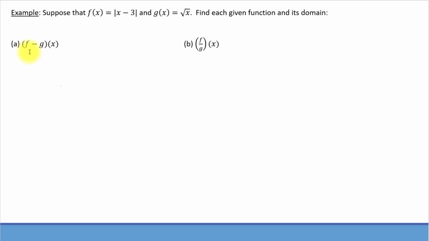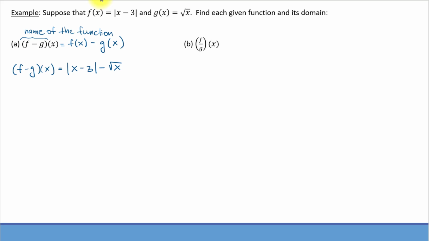First, we need to find function f minus g of x. In this case, f minus g is the name of the new function. Well, to obtain such function, we simply have to take function f of x and subtract function g of x. So function f minus g of x equals absolute value of x minus 3, that's our function f of x, minus square root of x, that's function g of x. So you literally write each function with the minus sign in between them and simplify the expression if possible. In this case, we're not able to simplify this expression. So that's our answer for finding the function f minus g of x.